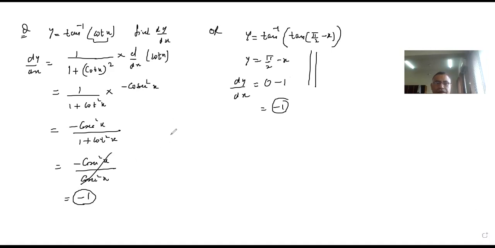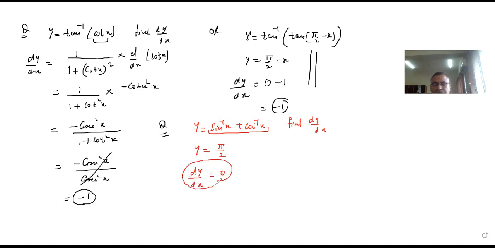In the same way, this question is saying y is equal to sin inverse x plus cos inverse x. Find dy/dx. Now, in inverse trigonometry, we have the formula: sin inverse x plus cos inverse x is equal to pi by 2. So y is equal to pi by 2, so dy/dx is equal to 0. So the answer is 0.